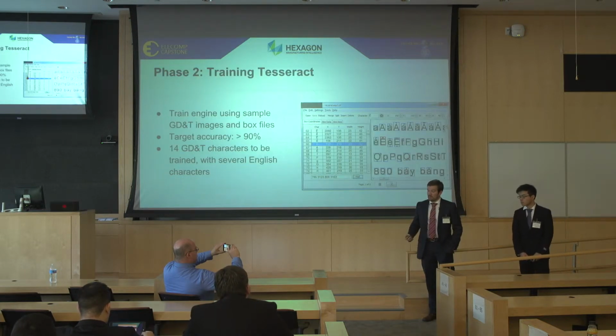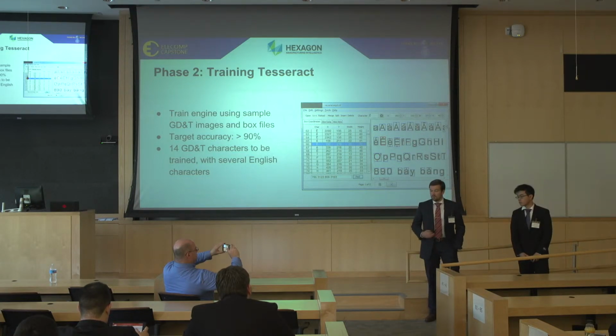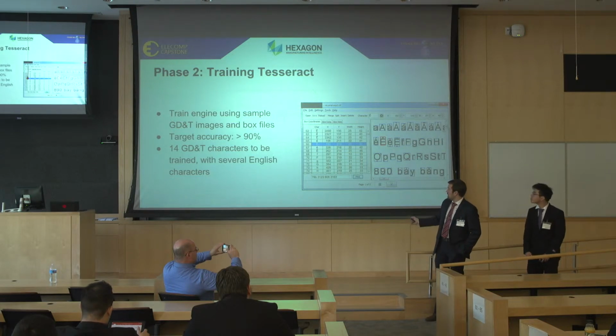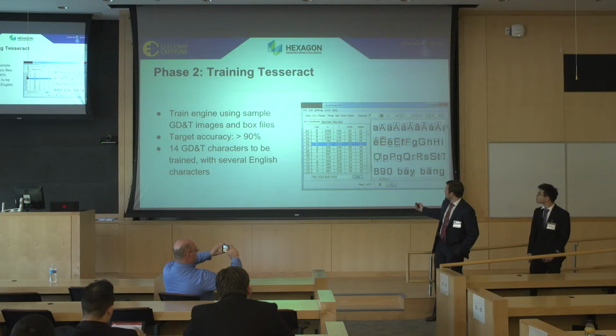For the process of training Tesseract, we had to use sample GD&T image files and box files. The target accuracy was above 90%, and all 14 GD&T characters needed to be trained, as well as all alphanumeric characters and modifiers. As you can see in this image here, a box file is basically just a character that is mapped to an XY value with height in a specific image.